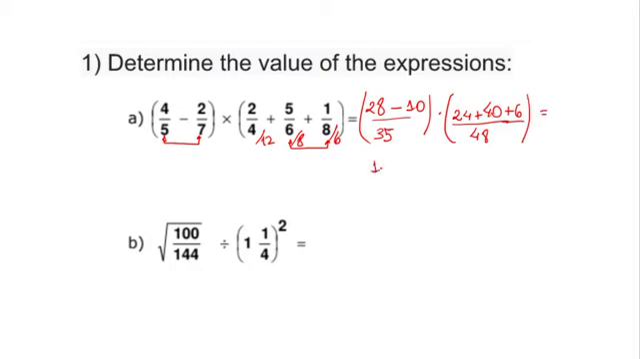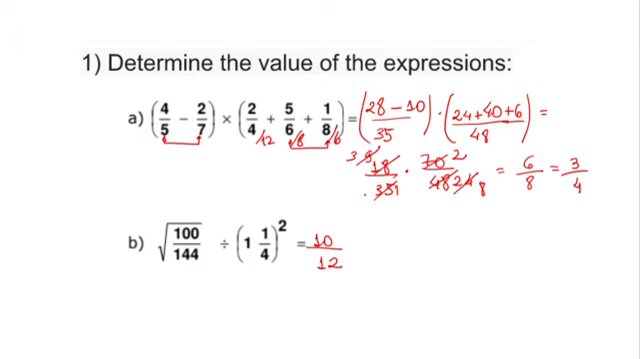Now 18 over 35 times, here we have 30, we have 70 over 48, right? Here we can simplify by 35, and here by 2, again by 3, so you'll have 6 over 8, and by 2 finally you have 3 over 4. And here the square root of 100 is 10, and of 144 is 12, divided by 4 times 1 is 4, plus 1 is 5 over 4.